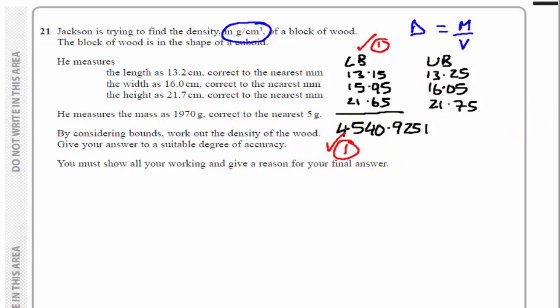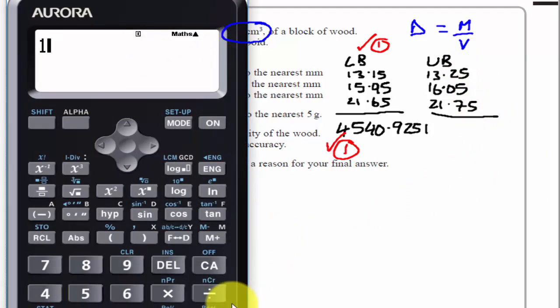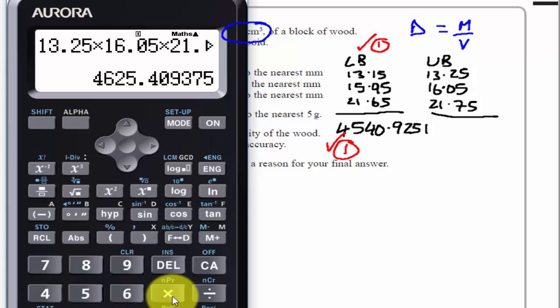I'm going to work out now what the maximum volume would have been. So I'm going to multiply these three numbers together. So it's 13.25 times 16.05 times 21.75, and this time comes to 4,625.4093. So let's just stop for a second and just consider what I've done.